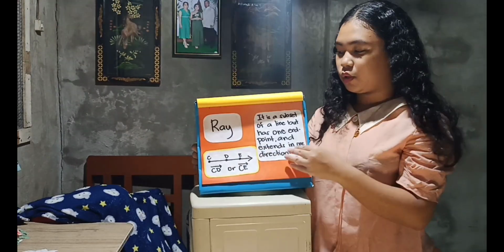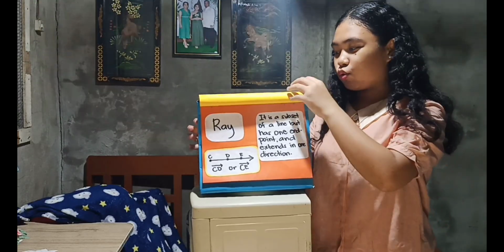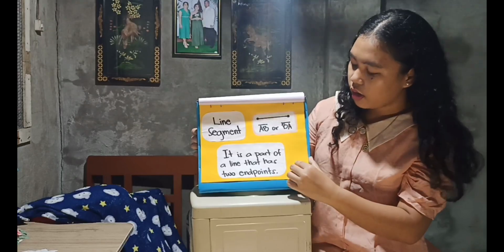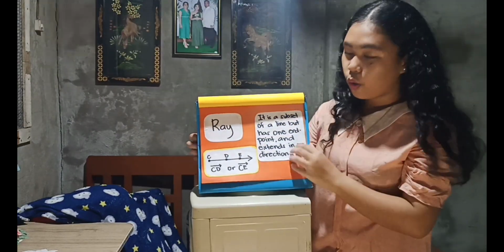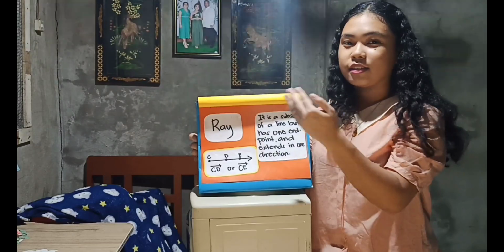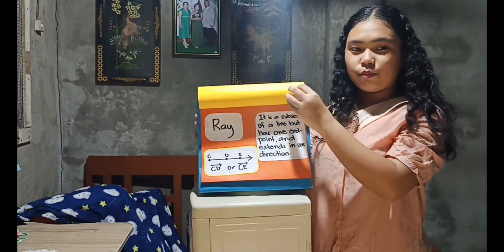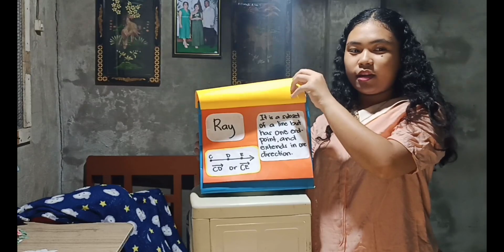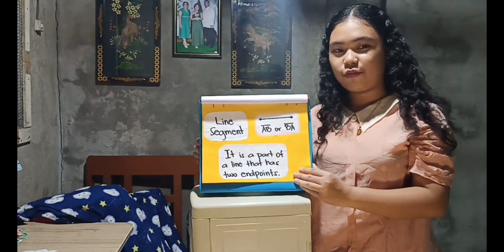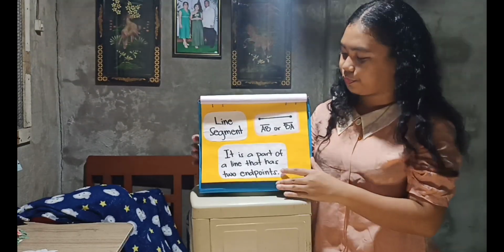So the difference between a ray and a line segment: a line segment has two endpoints, and a ray only has one endpoint and it extends infinitely. Do you understand the difference between a ray and a line segment? Okay, very good. So again, what are the subsets of a line? Okay, line segment and ray.